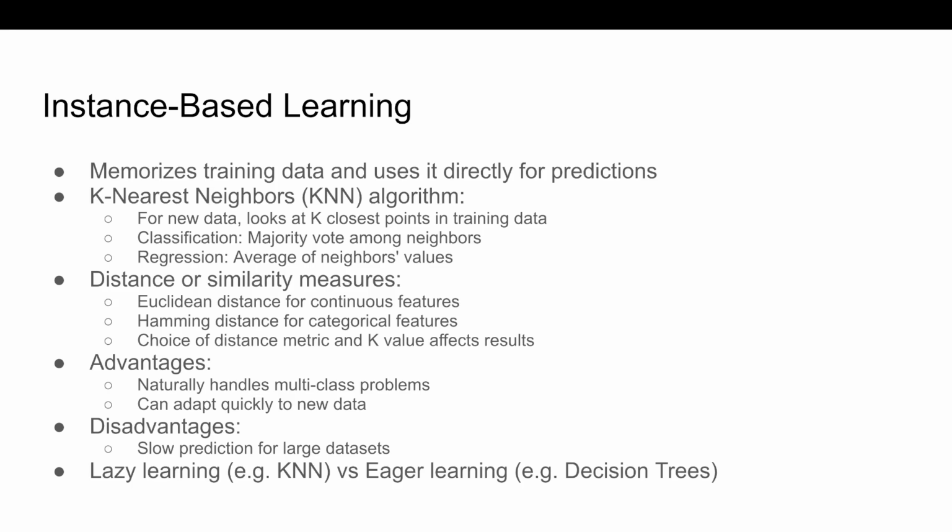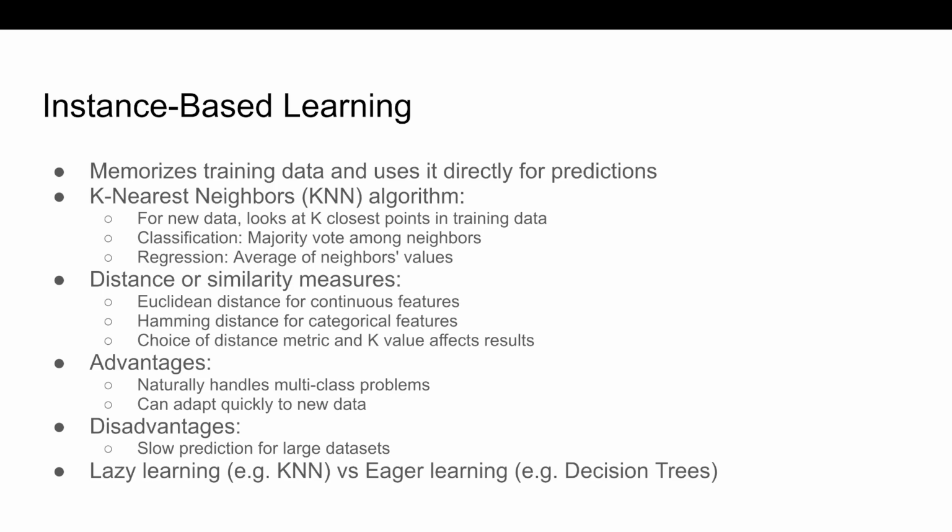That's where the notion of distance or similarity comes in. Common choices are Euclidean distance for continuous features and Hamming distance for categorical ones. The choice of distance metric and the value of k can greatly affect the results. One advantage of instance-based methods is that they naturally handle multi-class problems. They can also adapt quickly to new data, just add the new instances to the memory.